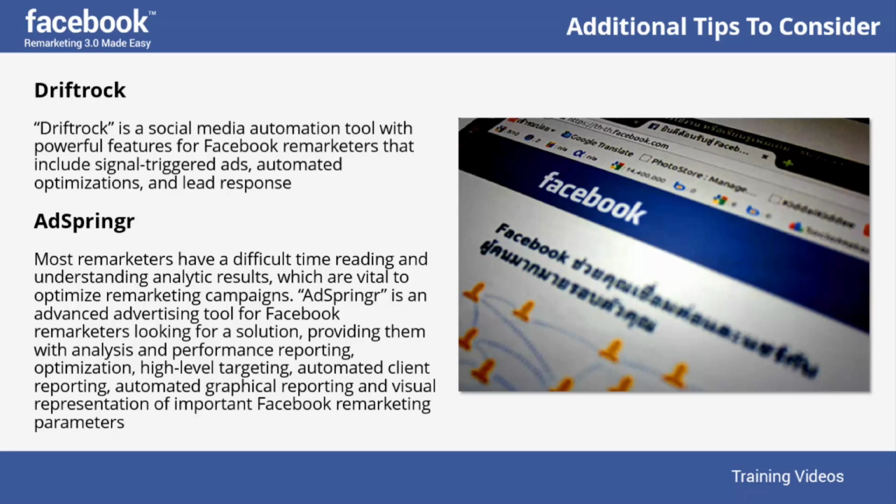AdSpringer. Most remarketers have a difficult time reading and understanding analytic results, which are vital to optimize remarketing campaigns. AdSpringer is an advanced advertising tool for Facebook remarketers looking for a solution, providing them with analysis and performance reporting, optimization, high-level targeting, automated client reporting, automated graphical reporting, and visual representation of important Facebook remarketing parameters.